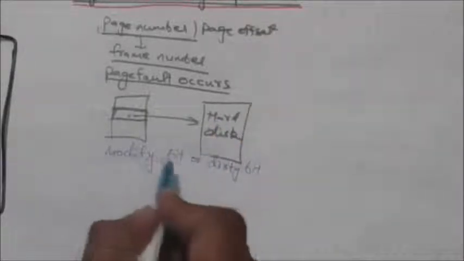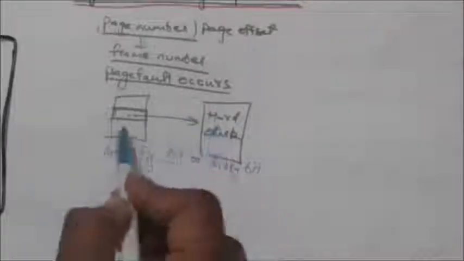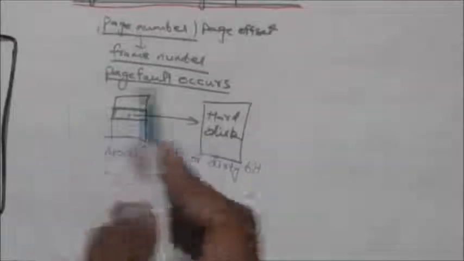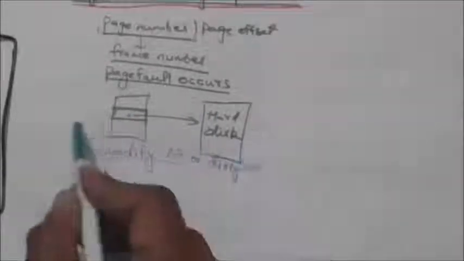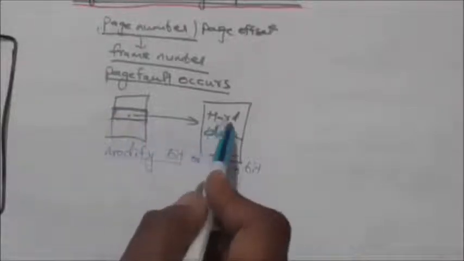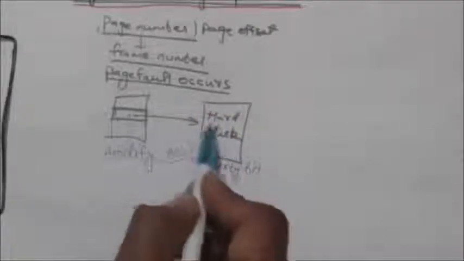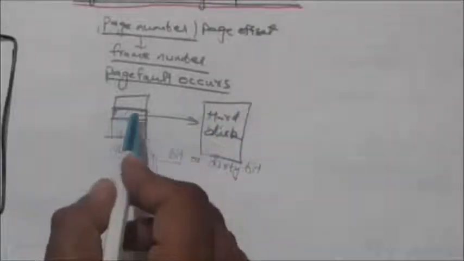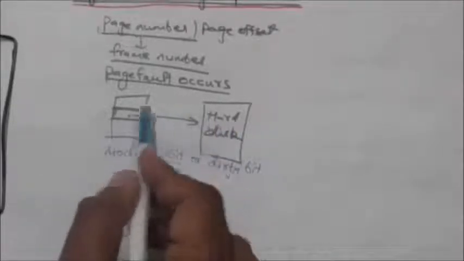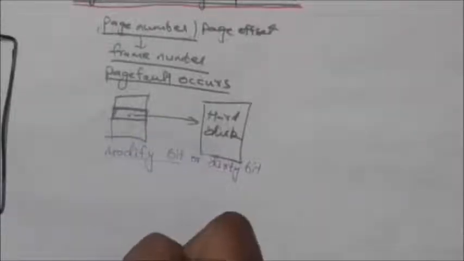But if its modify bit is not set, it means after bringing that page from hard disk to main memory, no changes have been made in it. So in that case, during a page replacement, that page doesn't need to be transferred from main memory to hard disk because it is already available there in hard disk. We can directly bring the required page into the frame occupied by the selected page whose modify bit is not set.